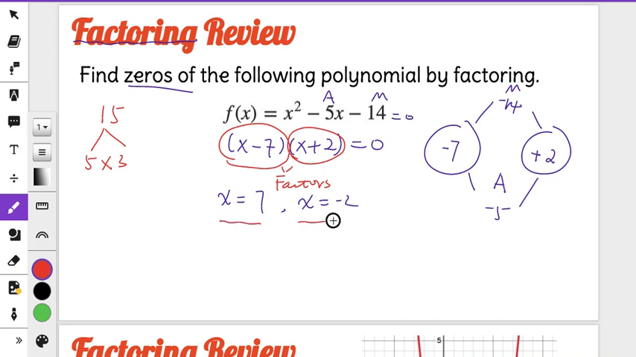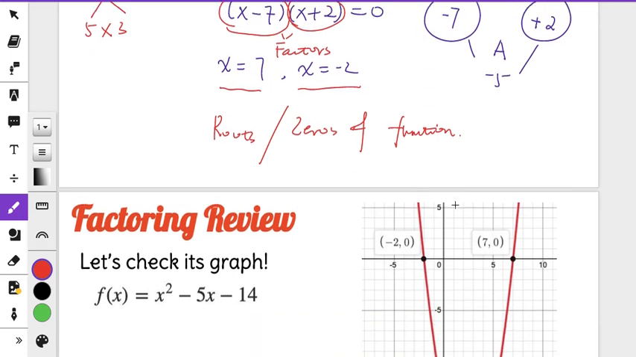And these two values here, besides calling them solutions of the equation, we also call them roots or zeros of the function. Again, these two values make y equal to 0, so that's why we call them zeros of the function. Next, we are going to look at these two solutions on the graph to check them from a different perspective. Let's check the graph of this.